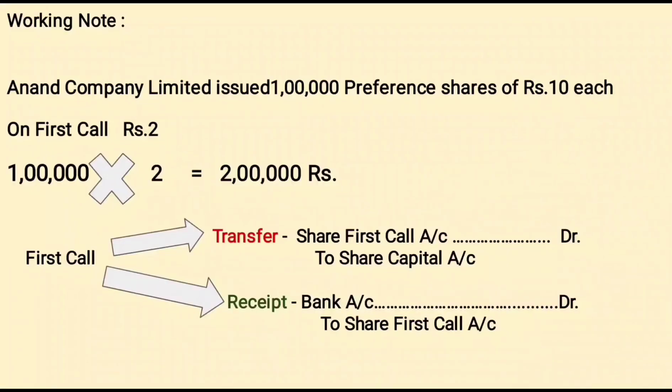Now see the working note for first call. Anand Company Limited issued 1 lakh preference share of rupees 10 each on first call rupees 2. So 1 lakh multiplied by 2 is equals to 2 lakh rupees. So here we have to pass entry. First we have to pass transfer entry, then receipt entry. First call's transfer entry is share first call account debit to share capital account. Receipt entry bank account debit to share first call account.